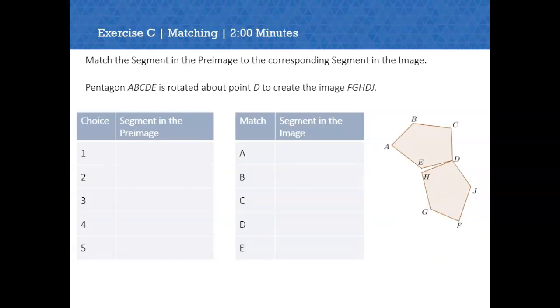All right, pentagon ABCDE is rotated about the point D. So here's D, it's rotated about this point to create the image FGHDJ. So we want the segment in the pre-image. So remember, the pre-image is the figure prior to rotating. So here's our pre-image. And then the image is after the rotation. So we're going to match these up.